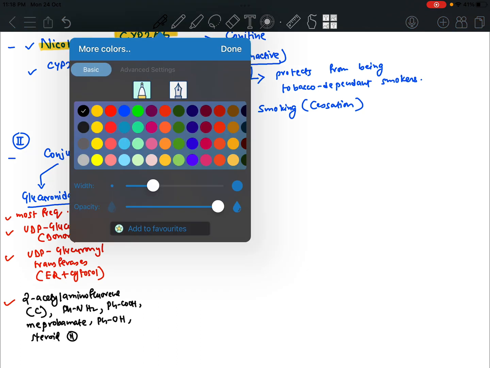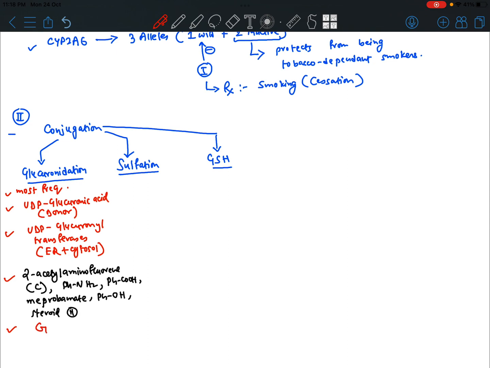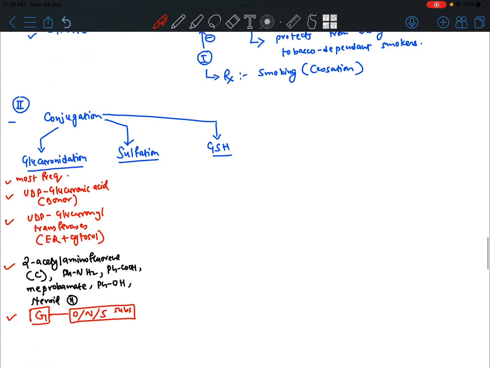Okay. And these glucuronides, let me name it G, attach with the oxygen or nitrogen or sulfur atoms of the substrate groups, right? So glucuronidation, done. Next we move on to sulfation.